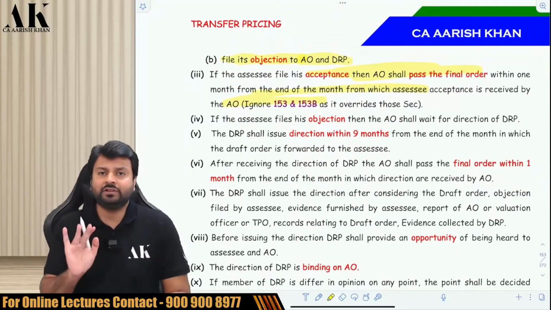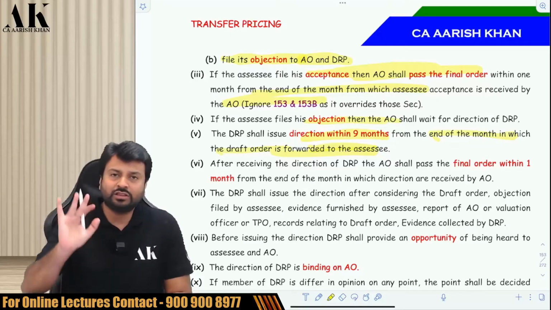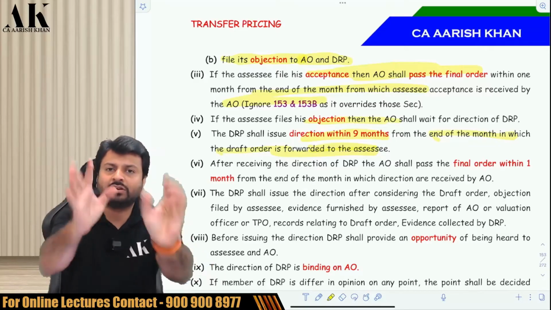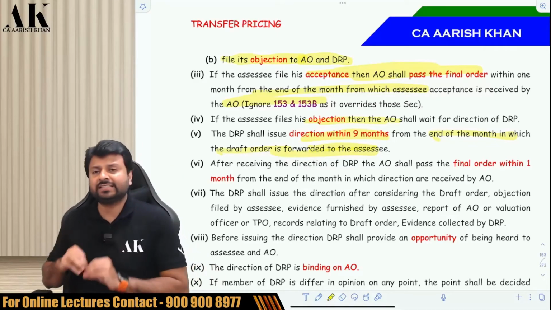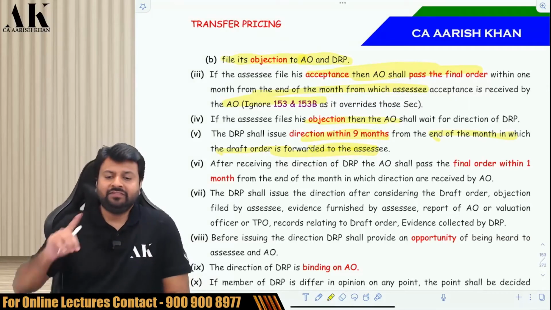Then the AO has to wait for the directions of the DRP, and DRP will pass the order within 9 months from the end of the month in which the draft order was forwarded to the assessee. So there are two possibilities. You give the draft order to the assessee and he accepts it. If he accepts, then you close the order. If he does not accept, and if he objects, then what?